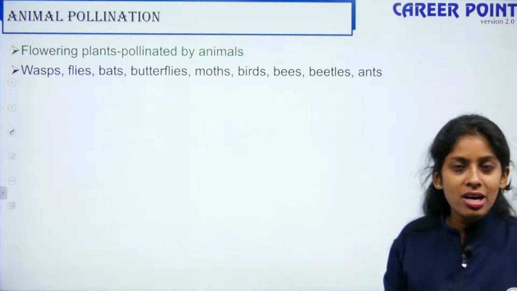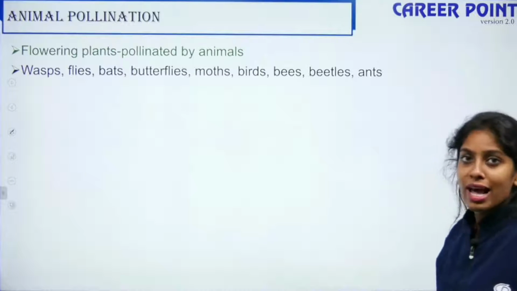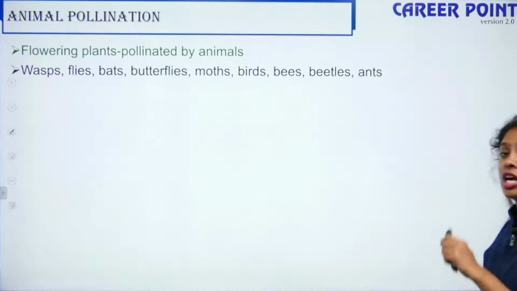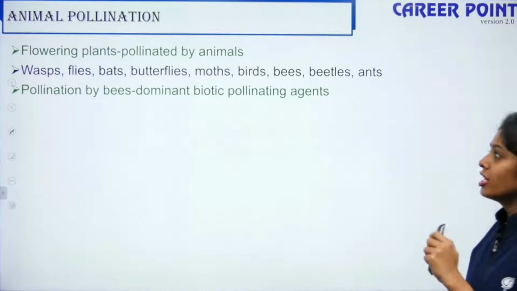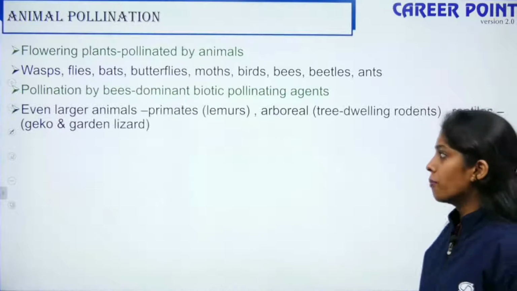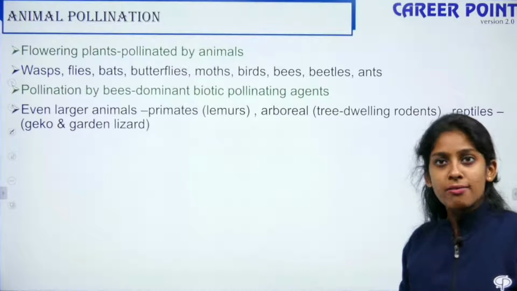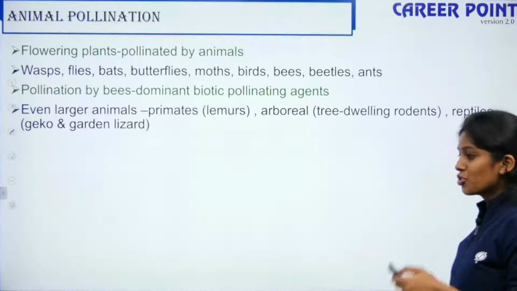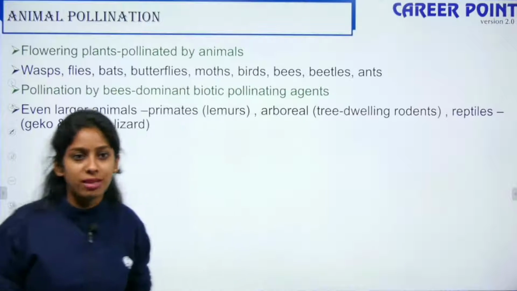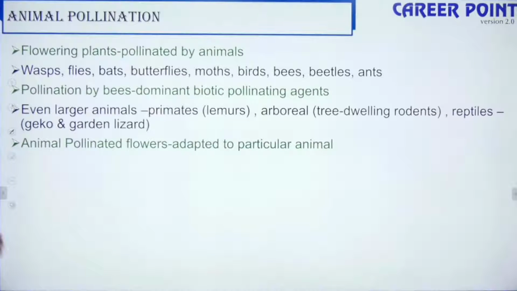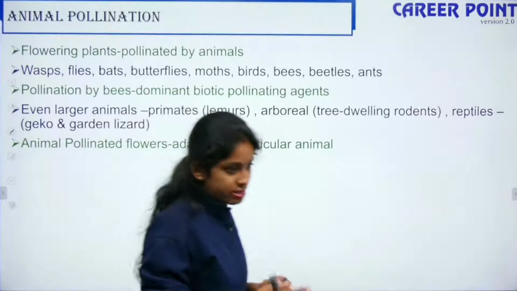So the animals here include wasps, flies, bats, butterflies, moths, birds, beetles and ants. Pollination by bees is most dominant. Even larger animals, sometimes primates, tree lizards, I mean gorillas and monkeys, also act as pollinators. So animal pollinated flowers are very, very specific.